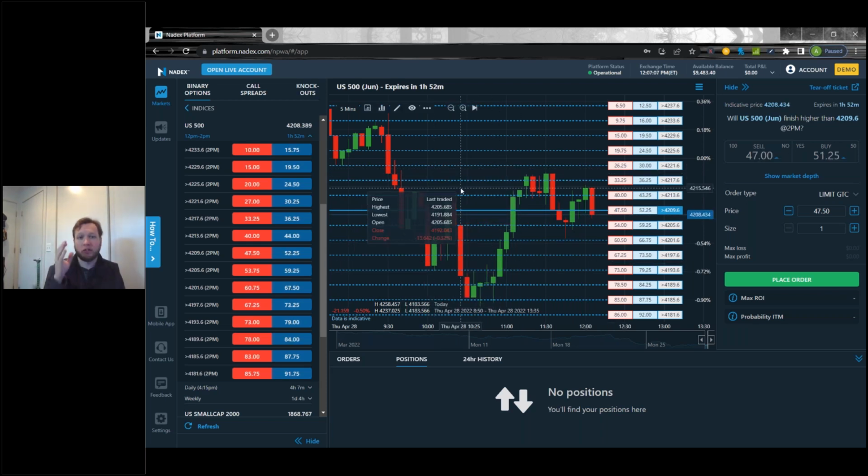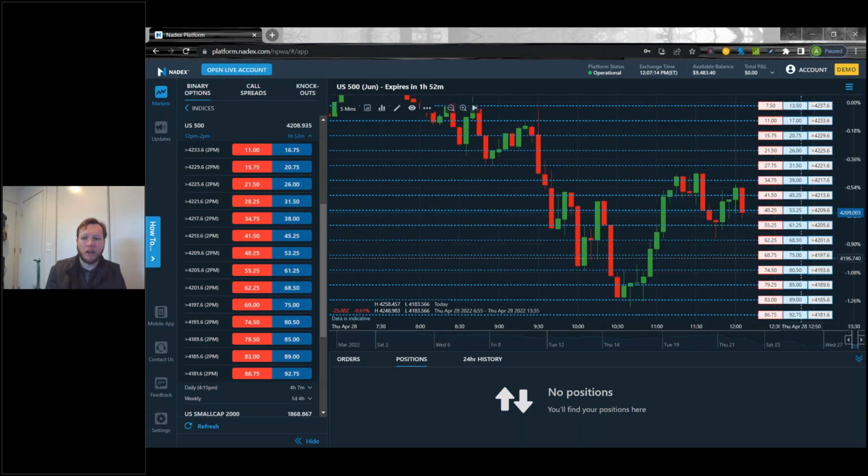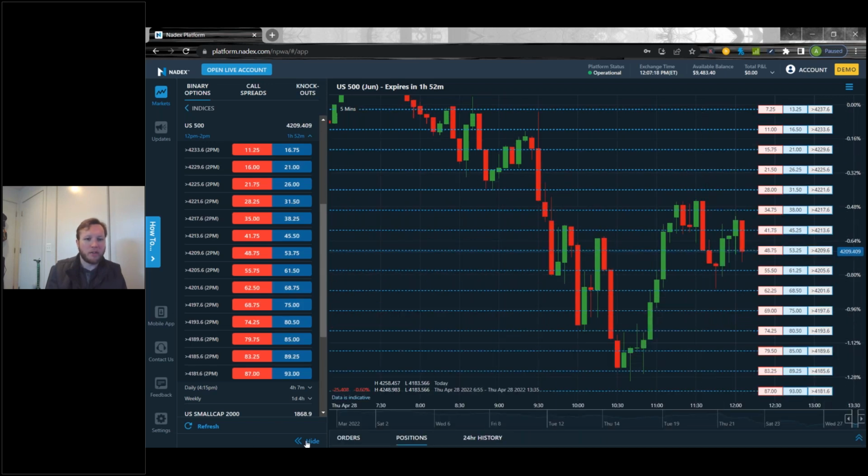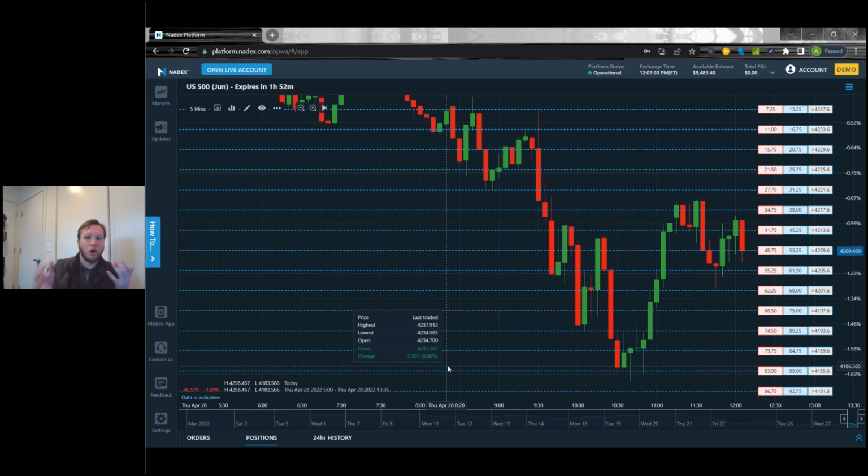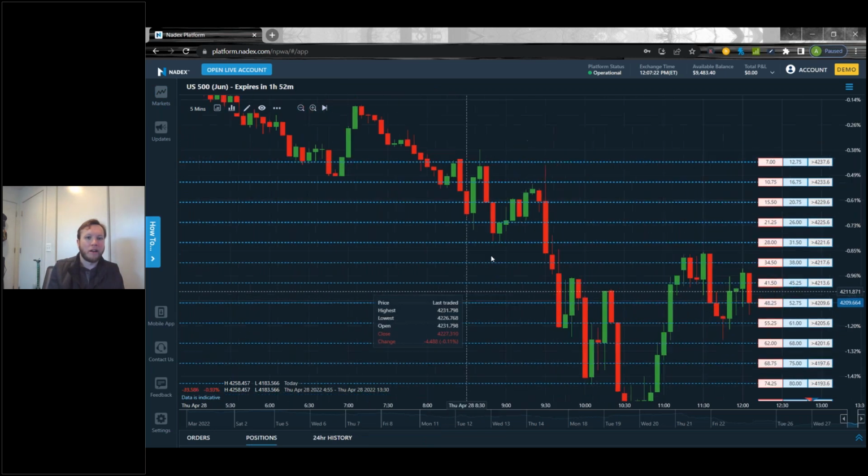So if you ever want to just look at the chart itself, you can use these little arrows to hide the deal ticket up here. You can press these little double arrows to hide down here, and now we have the chart up on the entire screen, so we have a lot more area to work with here.